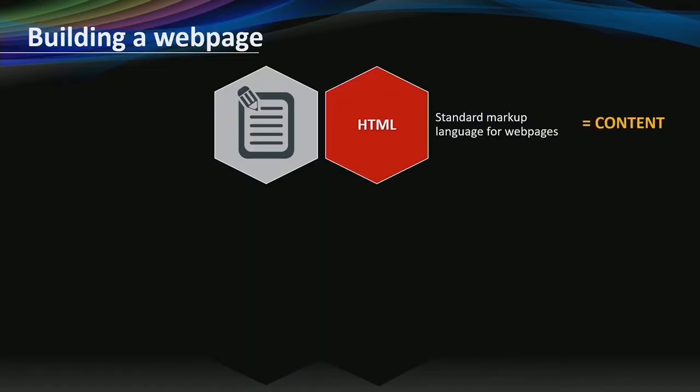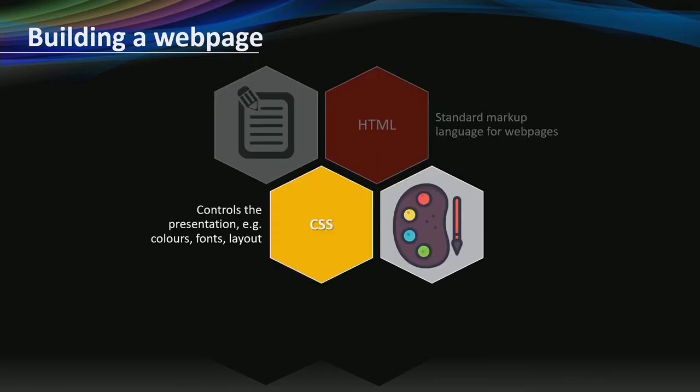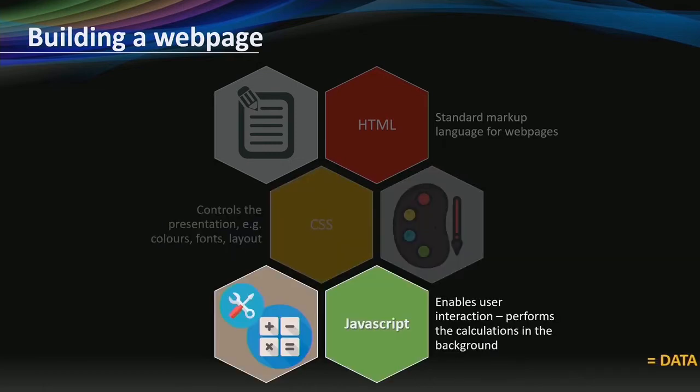I first started to build this app by writing a web page, and the basic components of a web page would be 3 things: HTML, CSS, and JavaScript. So HTML is the standard markup language for web pages, and it represents content. CSS controls the presentation, such as the colors, fonts, and layout, and outlines the design of the web page. Finally, JavaScript enables user interaction. It gets the user data, performs data processing, and feeds it to the user display.